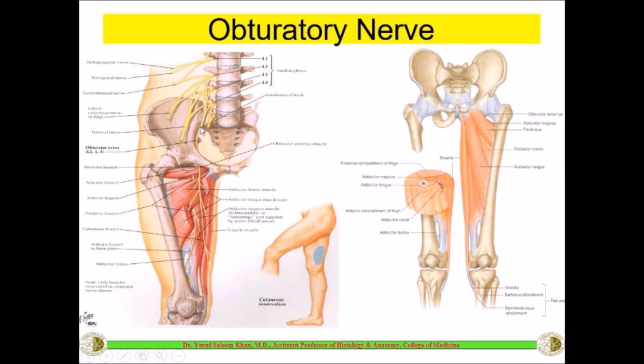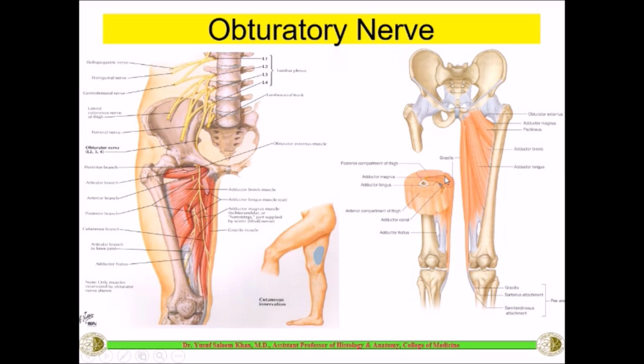So this is the cutaneous supply of this obturator nerve. Here you can see this is the obturator nerve. This is the formation of the obturator nerve from L2, L3 and L4. These are the ventral divisions which join together from L2, L3, L4, descending downwards into the pelvis, and from there supplying all the muscles of the adductor compartment. On the other side, you can see the dorsal divisions from L2, L3, L4, which form the femoral nerve, and it supplies the anterior compartment.